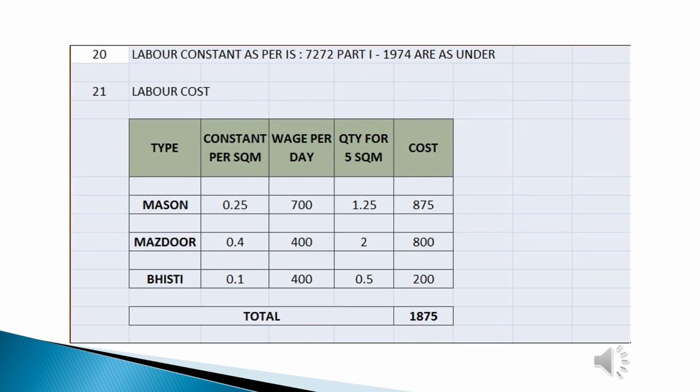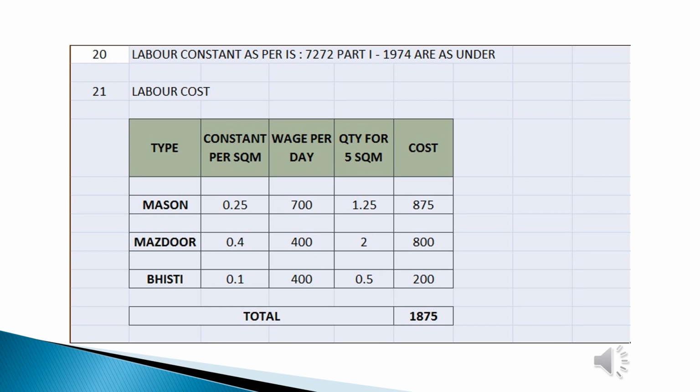Now our next step is to work out the labor cost. One more important thing is area of brick wall. We are working out for a 9-inch wall. So area of the wall now is volume divided by thickness. So volume is 1, thickness of the wall is 0.2, so 5 square meter.